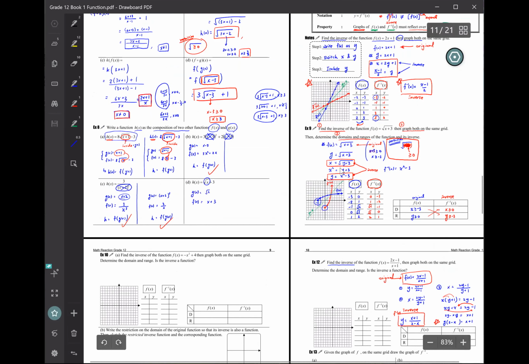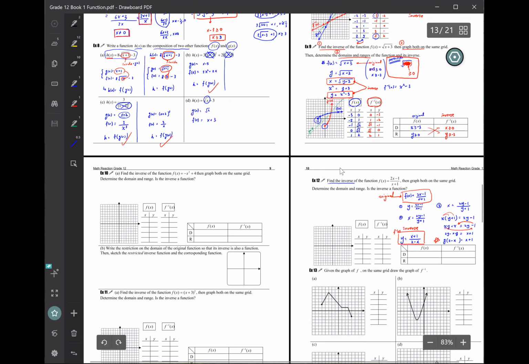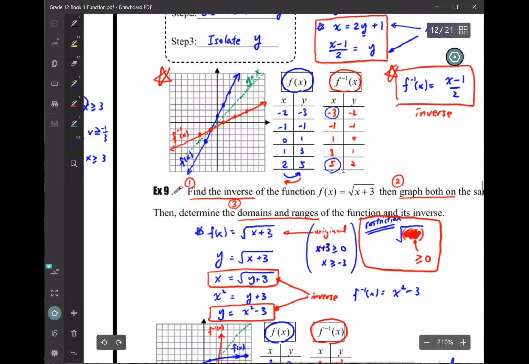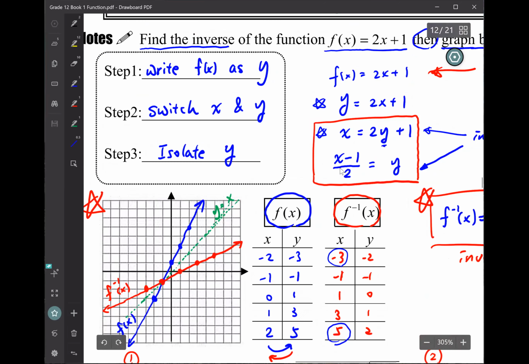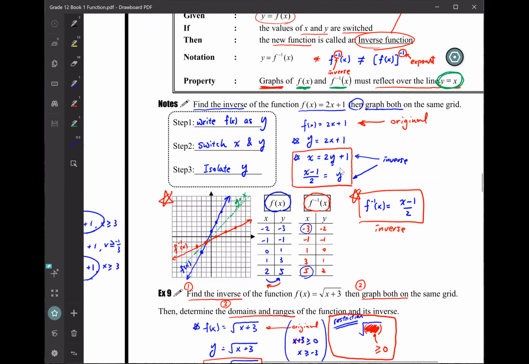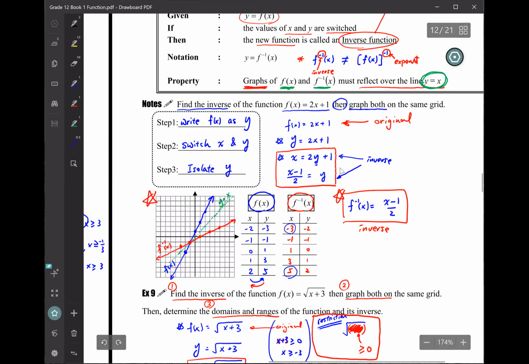Okay. How about Eric? Can you tell me the 3 steps for finding inverse? You change f(x) to y, and then you switch x and y, and then you solve for y. Yeah. Okay. So it's on the previous page. Cindy, do you see it here? Step 1, step 2, step 3. So write f of x as y. If the question already has y, then you don't need to do that, right? If the question has f of x, you write it as y first.